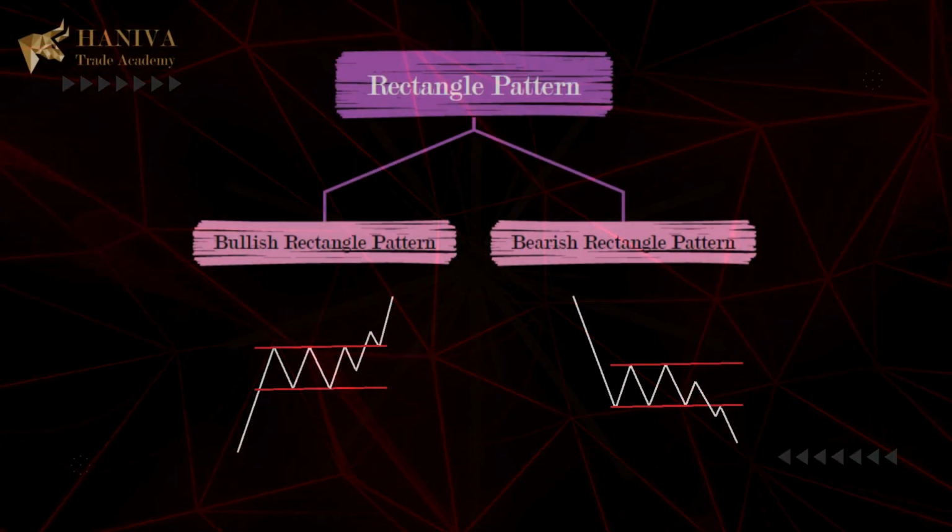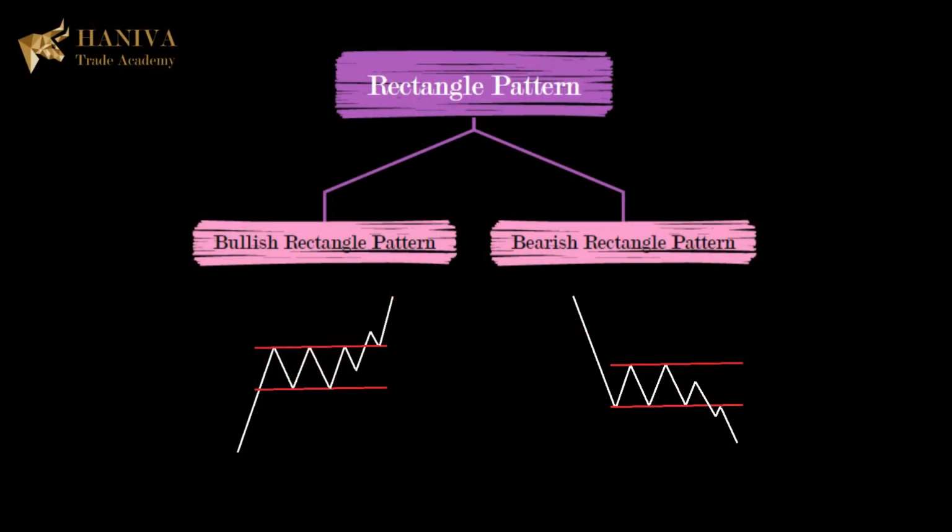Rectangular pattern. The rectangular pattern is considered one of the simplest and most popular price action patterns. This pattern typically forms after an upward or downward trend where the price is consolidating. During this consolidation, the price of an asset trades between two levels of resistance and support. Two horizontal lines are drawn by connecting the price peaks and lows, forming a shape resembling a rectangle. This is why this pattern is called the rectangular pattern.